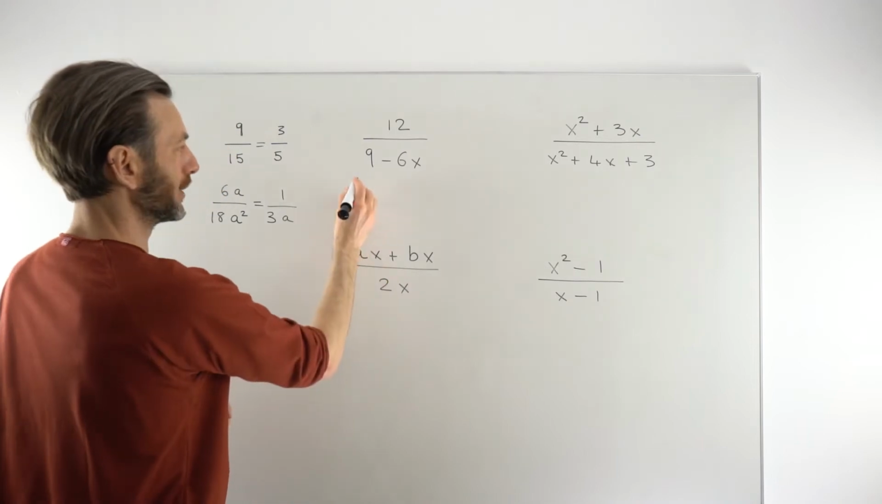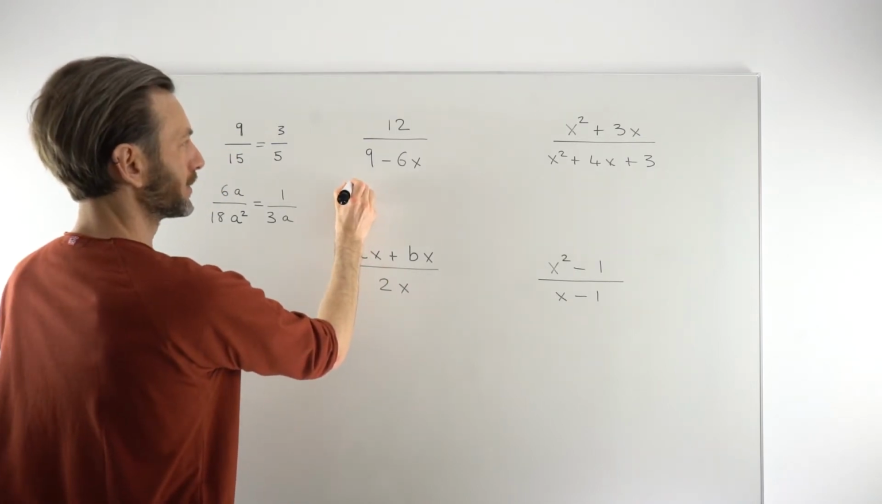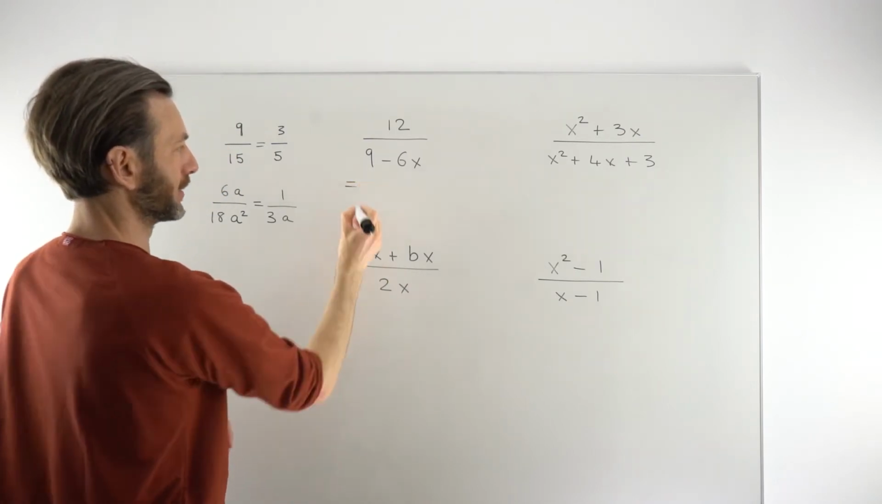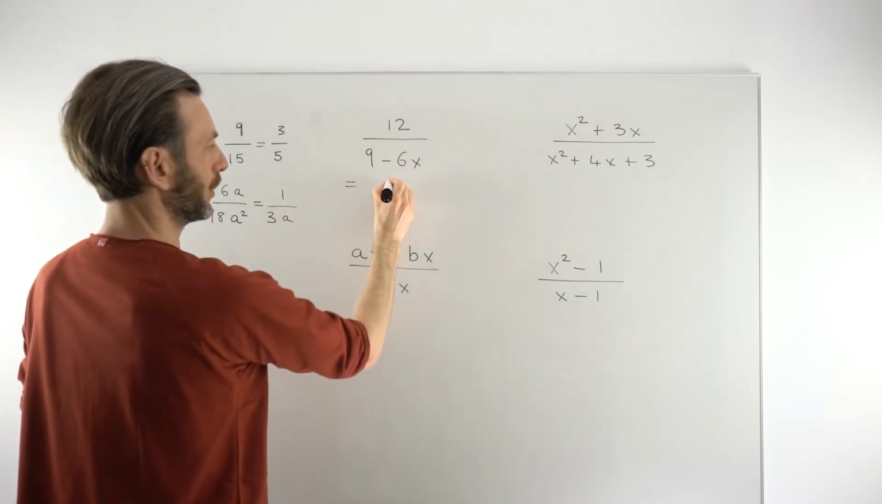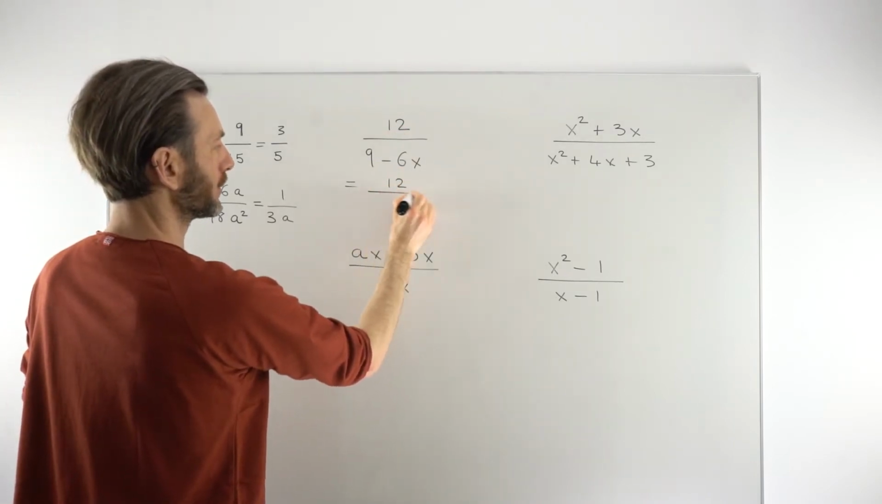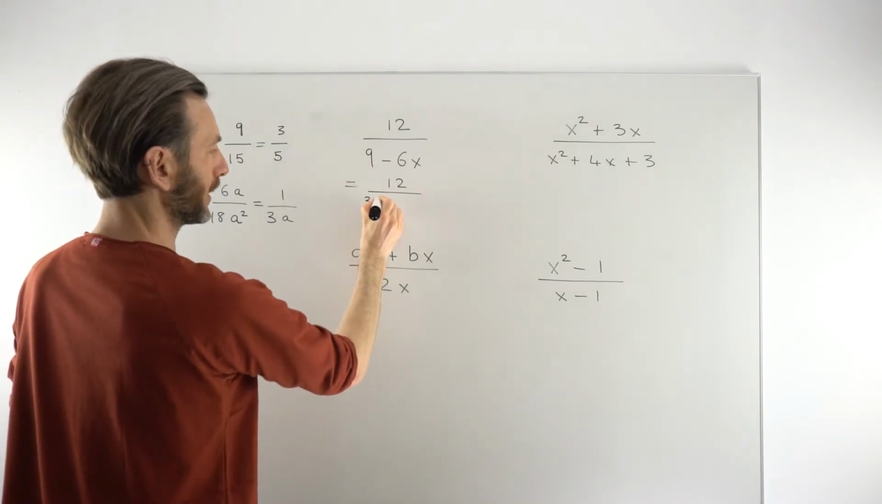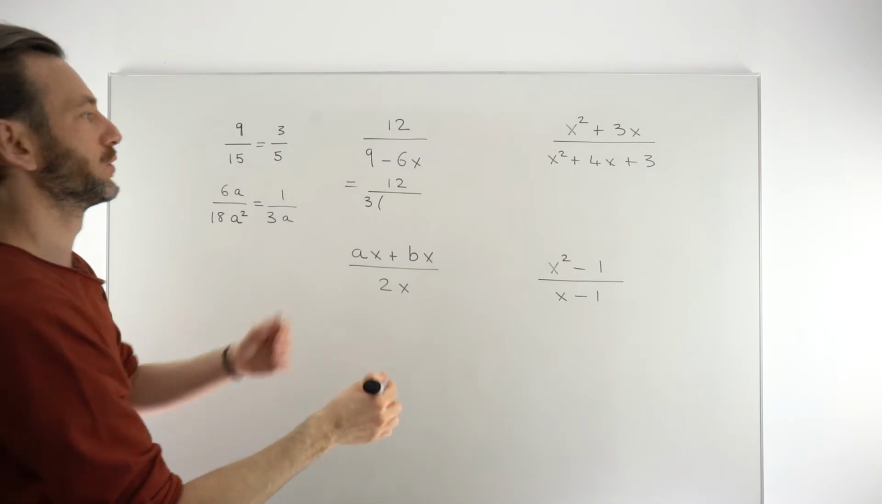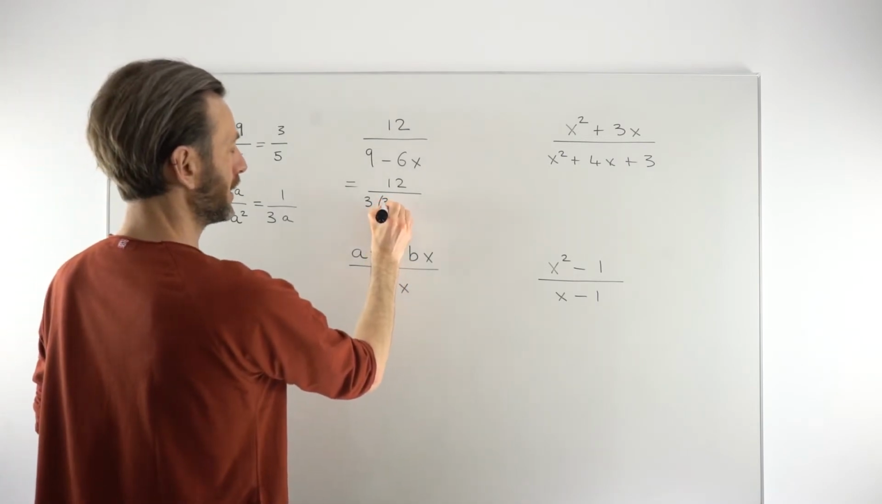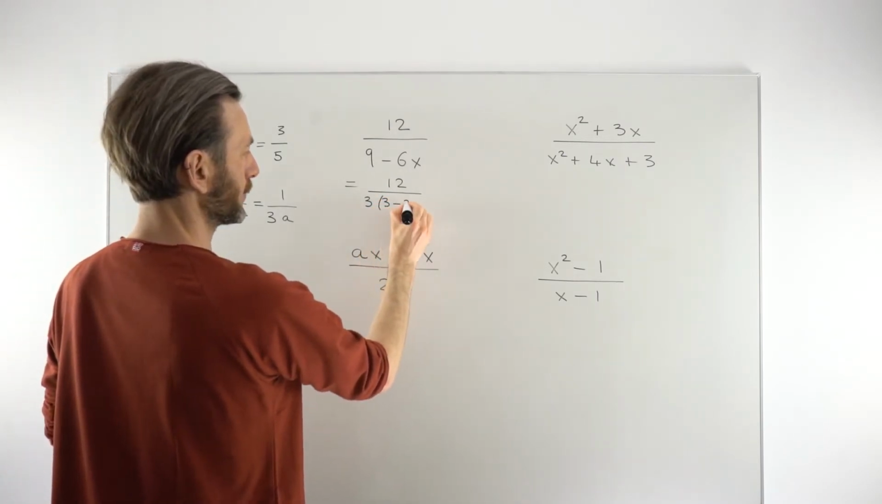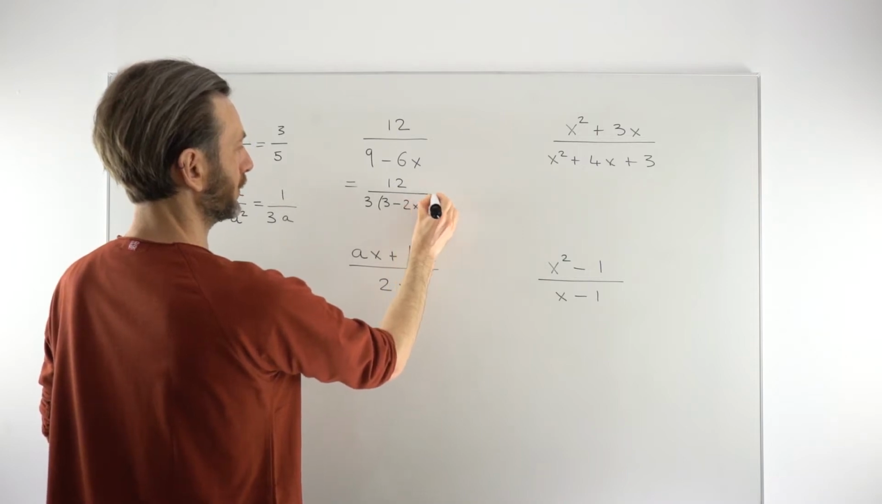So what we do with these, we basically look and see, is there anything that factorises? On the top line, obviously not, you've just got a 12. On the bottom line though, there is a common factor of 3 between the two terms, so we pull out 3 as a common factor, and then just factorise using one bracket. So we get 3 bracket 3 minus 2x, so that's the bottom line factorised.